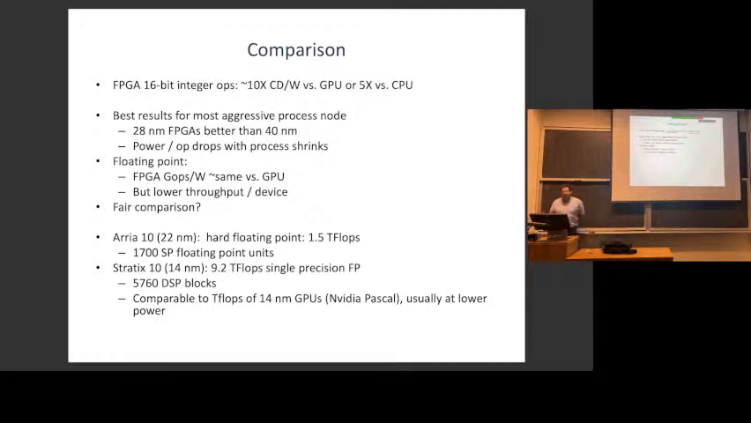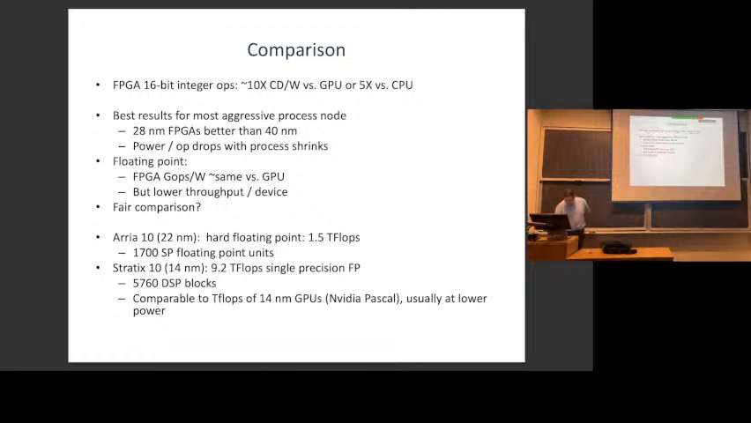Okay, floating point. So integers, FPGAs, very power efficient, especially low precision integers. So 16-bit integers, very good. Floating point, the FPGA in terms of gigaops per watt was about the same as the GPU, but it got lower throughput per device. So if you just want raw throughput, the GPU was best. For power efficiency, it was kind of a draw.